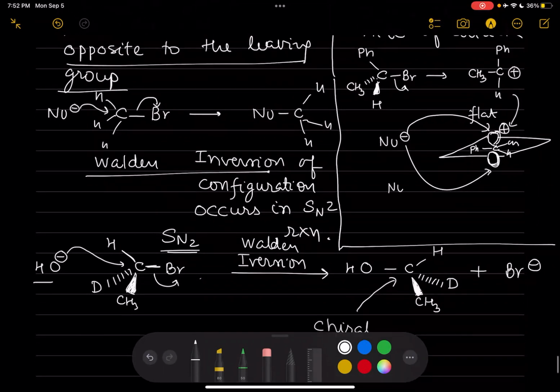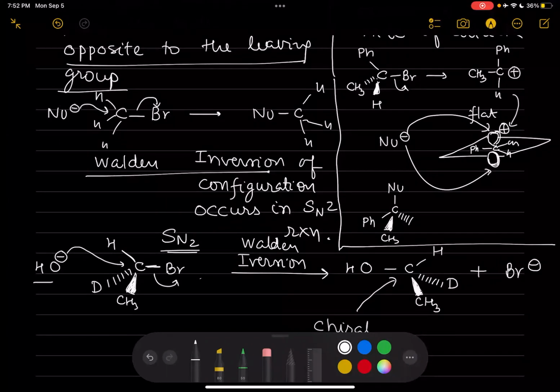So you get this kind of structure. This is the nucleophile, this is Ph, this is CH3, and this is H.